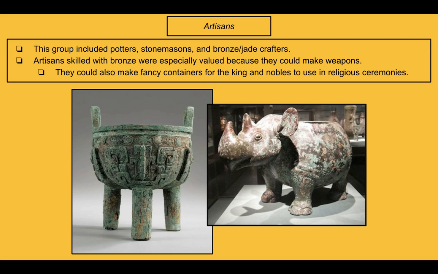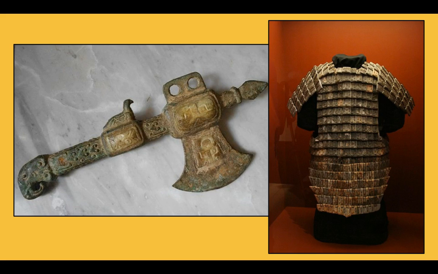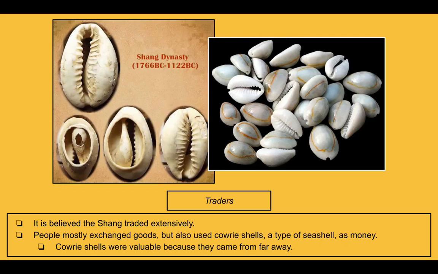But here we have some artisan work. I think this is probably jade on the left and bronze on the right, but I'm not 100% certain. Here we have some bronze weapons, so a bronze axe and then some bronze armor. We'll talk more about that in a bit.